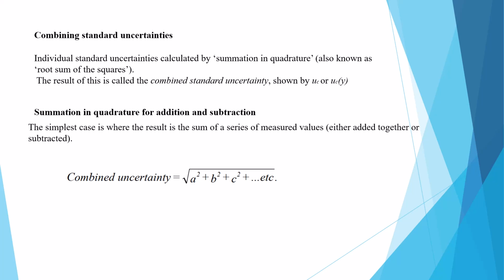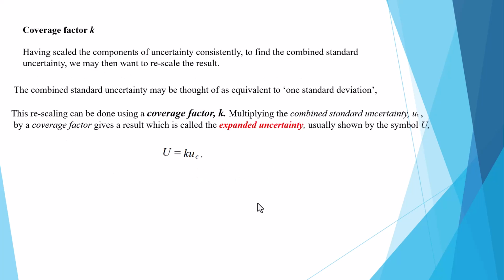Combining standard uncertainty. If you want to get the key factor, we should know the statistics term combining standard uncertainty. Individual standard uncertainties are combined by summation in quadrature, which is called root sum of square. The result is called the combined standard uncertainty. We can use uc here for combined standard uncertainty. This formula is the combined standard uncertainty. Okay.